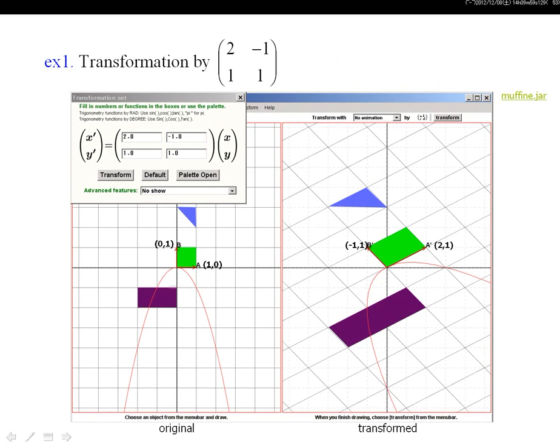The first example, transformation by 2, 1, minus 1, 1. By this transformation, the 1, 0 vector moves to 2, 1, and the 0, 1 vector moves to minus 1, 1.